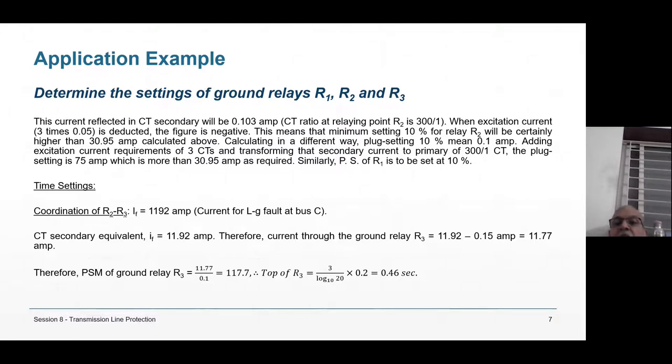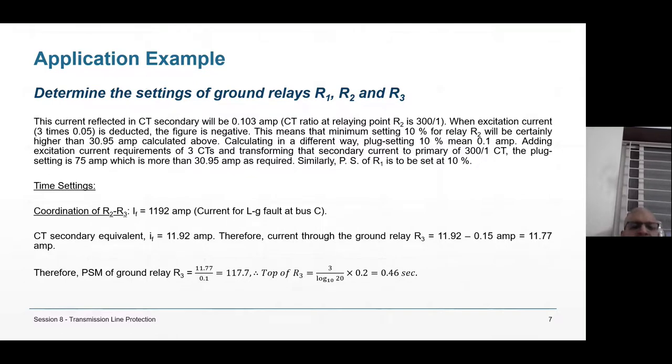The CT ratio at relaying point R2 is 300 by 1, when the excitation current is 3 times 0.05. So this means that the minimum setting of 10% of relay R2 will certainly be higher than 30.95, because 10% of 300 is 30, and you have to take 30.95. The 0.103 is 10.3%, so once again you come to 10% for relay R2.